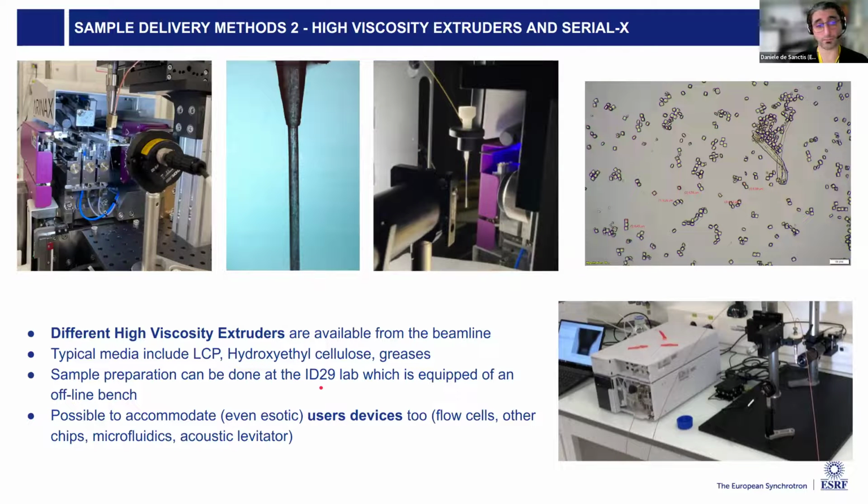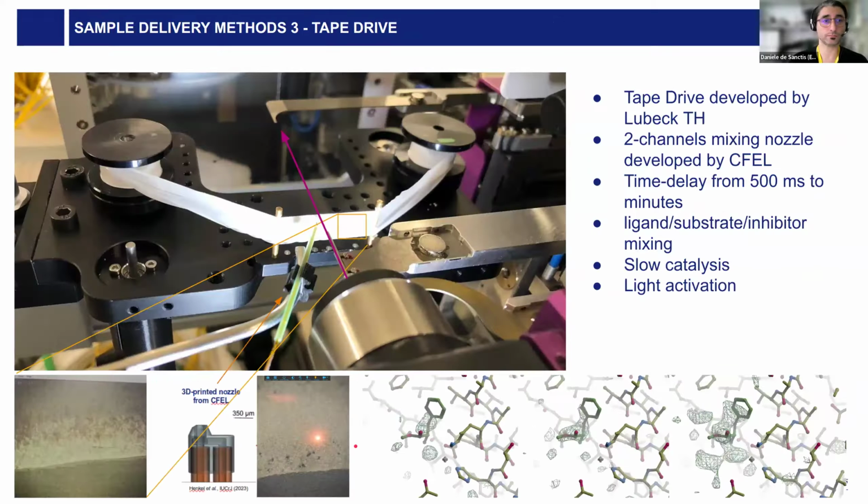As I mentioned before, the sample preparation lab is equipped to do the sample pre-preparation. We also have an offline bench with an injector that can be used to pre-test the mix and the flow of the injector without having to be at the beamline. On top of that, we can also accommodate, of course, with a little bit of preparation in advance, some new user-developed devices like other kinds of flow cells, microfluidic chips, or also an acoustic levitator.